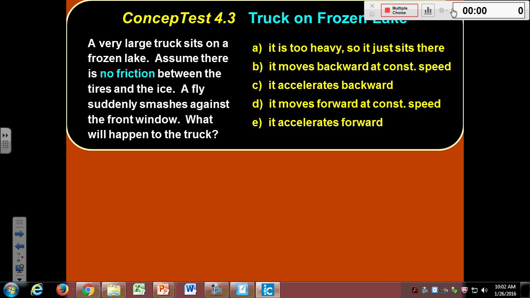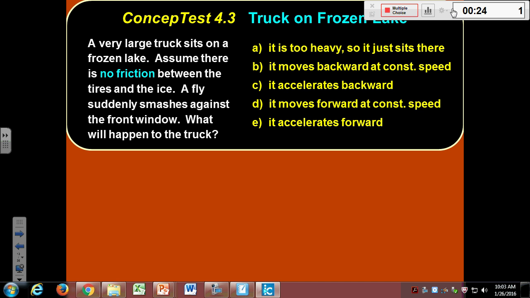Okay, we're still on Newton's laws a little bit, so let's do this one. A very large truck sits on a frozen lake. Assume there's no friction at all. Now, that's not really true for a very large truck on a frozen lake, but let's assume that there's no friction at all between the tires and the ice. A fly smashes into the windshield. What happens to the truck?